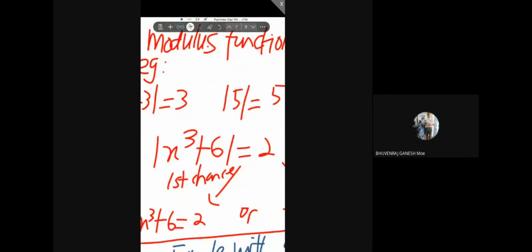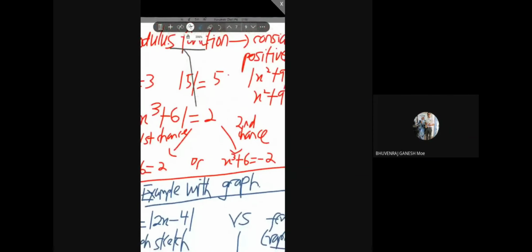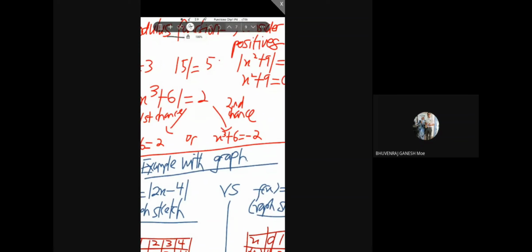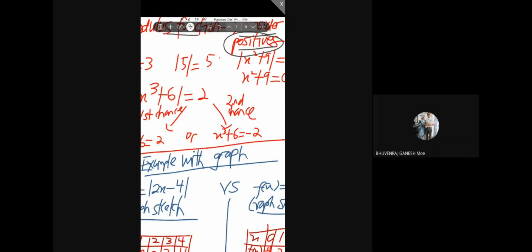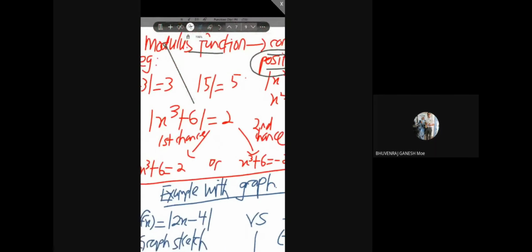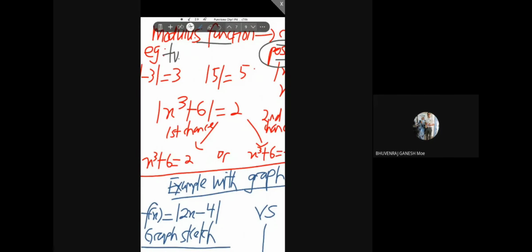Okay, this is a modulus function. This one we haven't studied in maths, I think, any time. This is a new thing that has just come into add maths. So, modulus function. What you're going to do here is first understand the concept of modulus. Modulus is only considering the positive. So whenever you talk about modulus, you think positive always.